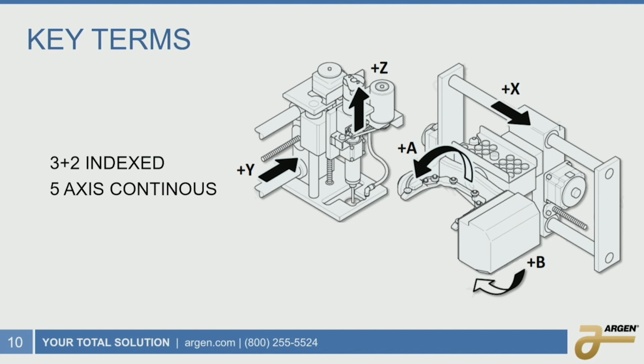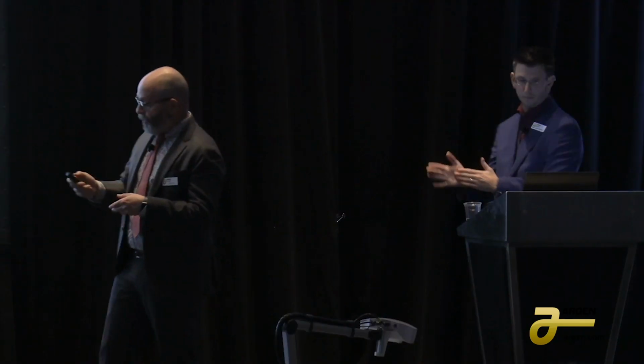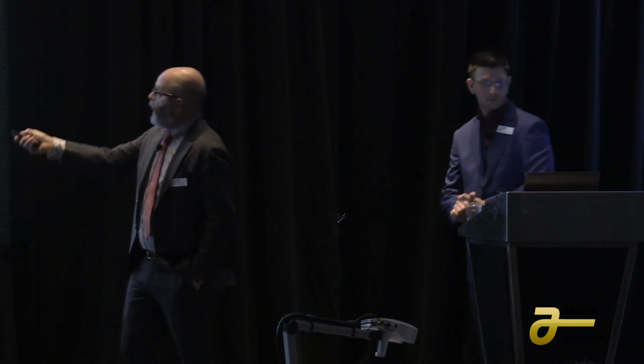So when it's milling, you'll have the milling tool coming down, but the actual disc in the adapter or in the clamp will be still. Whereas with the 5-axis continuous, the A, the B, and the X, Y, and Z axes are all moving at the same time.